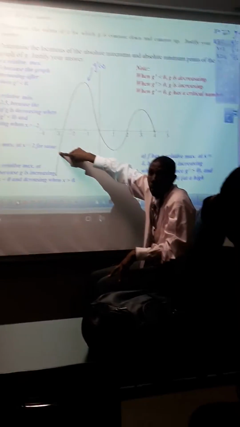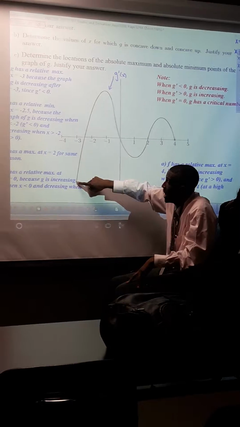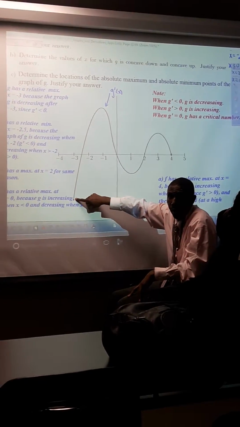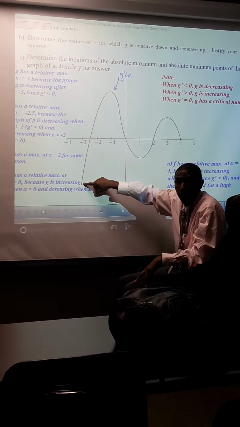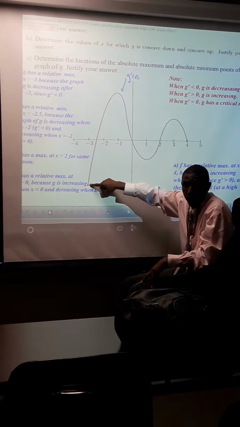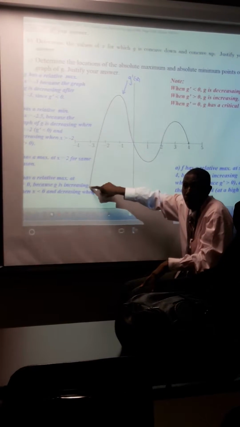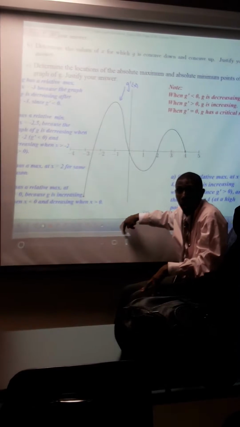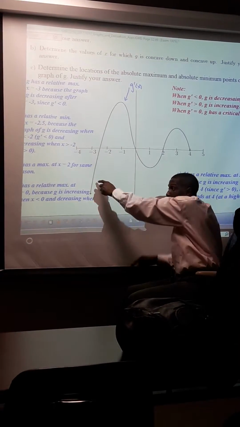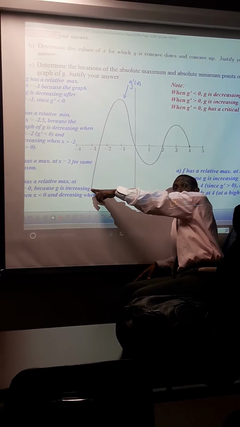G prime is what? Positive or negative? G prime is negative, which means G starts out somewhere and immediately starts decreasing, right? G prime is negative, G is decreasing. That means at -3, that's a maximum for G, because it started somewhere and immediately started going downward, which means it starts at a high point. So G has a relative maximum at -3.